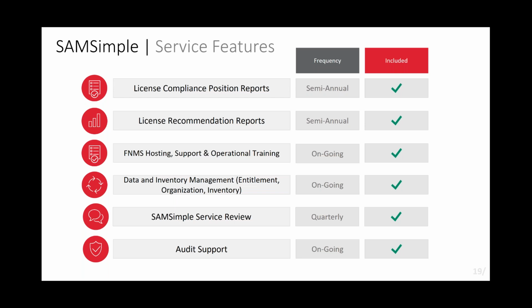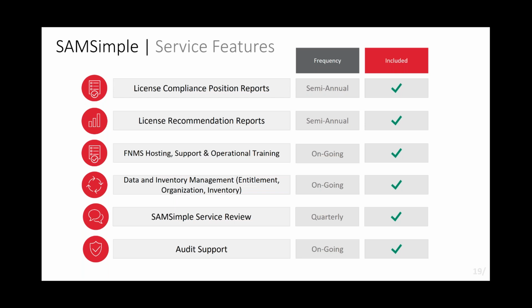So what that means is once a quarter, the SoftwareONE team for that customer will get together with the customer to make sure the service is performing exactly as it should be. So this is an opportunity to discuss the recommendations reports. Are those actions actually being executed? Are there any support tickets that need to be discussed during the service review? And any other topics that the customer might want to bring up around any aspect of SAMSimple. They'll get the capability to do that on a quarterly basis.